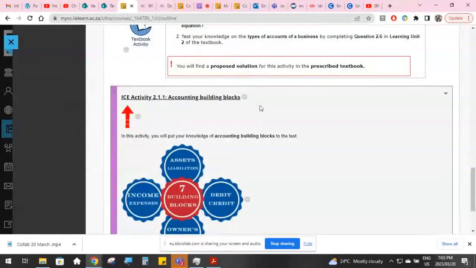There we go. Okay, so on your Ask list, it will say activity 2.1.1. So the way you find that on Learn is the first number indicates the learning unit, so Learning Unit 2. The second number indicates the theme, so Learning Unit 2, Theme 1. And the third number is then the activity within that theme. So Learning Unit 2, Theme 1, Activity 1.